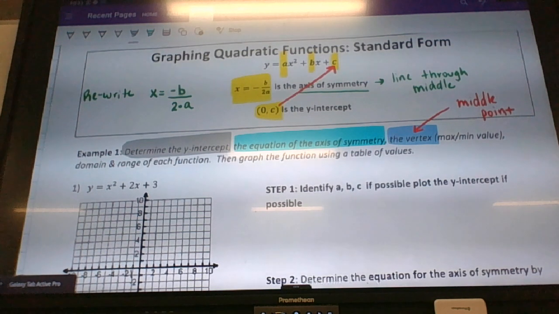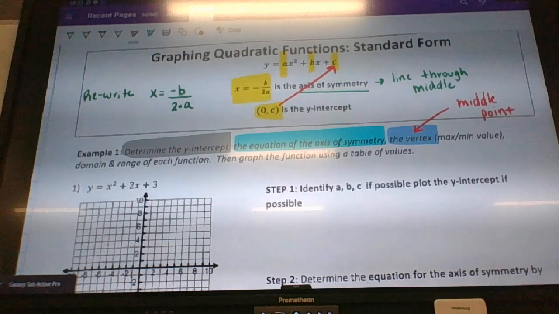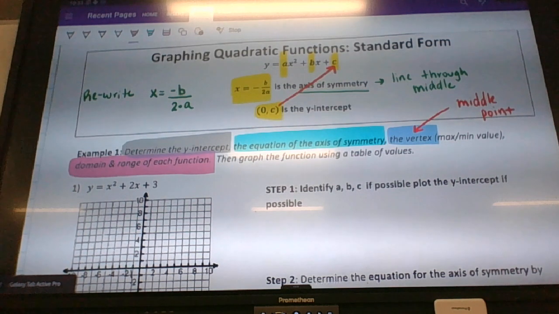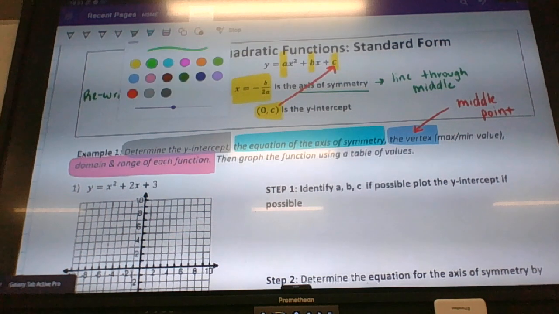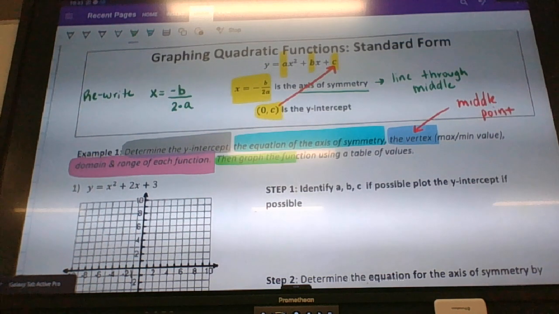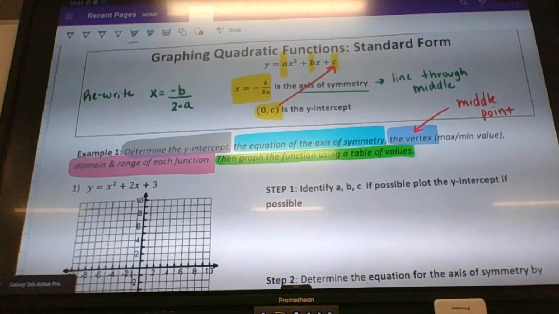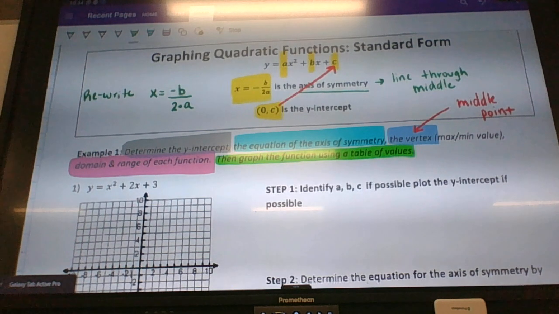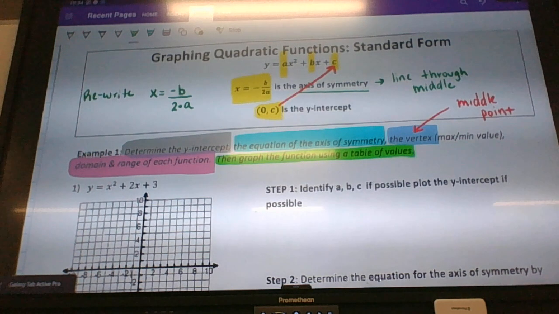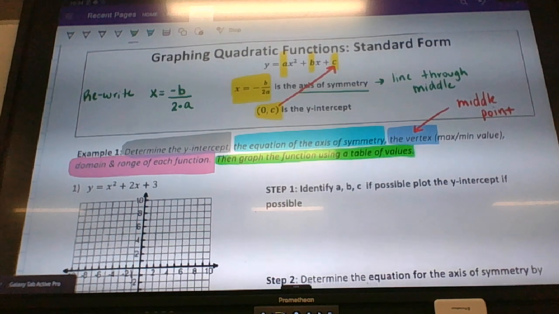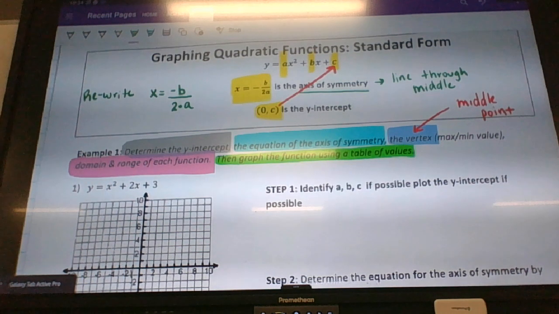We also have to find domain and range, and we're going to actually do that this time. Then, lastly, we're asked to graph the function and make a table. So it's like 5 different things here, 5 different skills on the standard form day 1 handout.